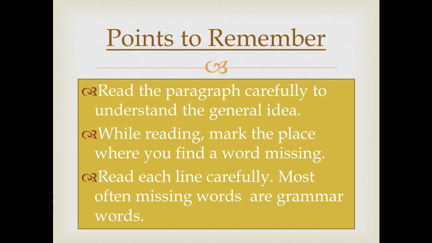Now second point, while reading, mark the place where you find a word missing. Now during first reading of the passage only, you will come to know that there are certain locations where a word is missing. So keep a pencil in hand while you are reading that passage, and while reading only, just put a small mark there so that during second reading you can replace the word. So mark the place where you find a word missing.